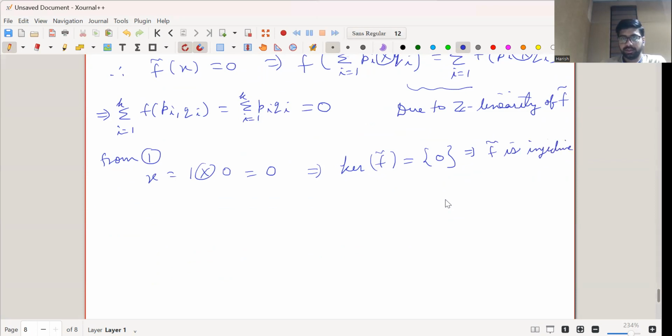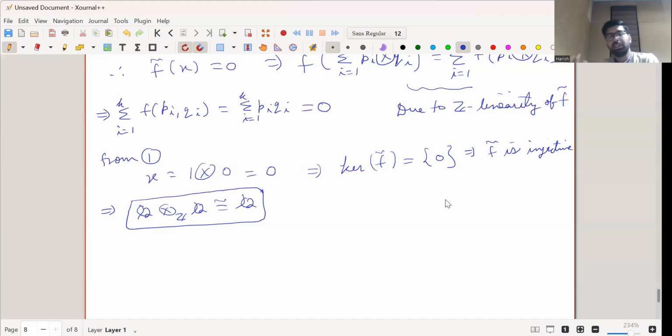Onto and homomorphism was also there. This implies the tensor product of Q with Q over Z is isomorphic to Q. So the trick is you define a bilinear map, due to the universal property you will get a linear map, and you show that that linear map is actually onto and injective.